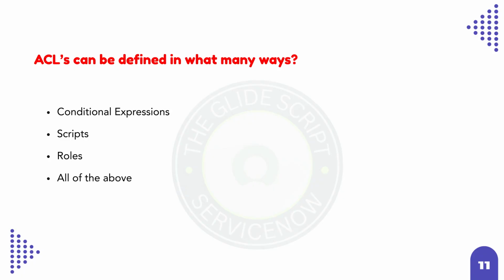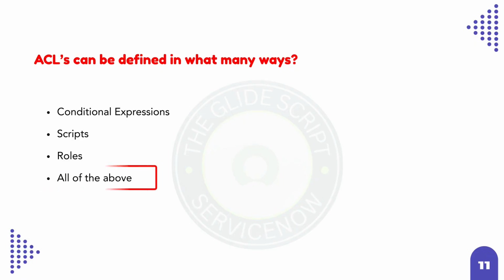ACLs can be defined in what ways? Conditional expressions, scripts, roles, or all of the above? And the right answer is all of the above. I already explained it in my video. You can define an ACL by a conditional expression, scripts, and roles as well. We will go to the ACL and check it.